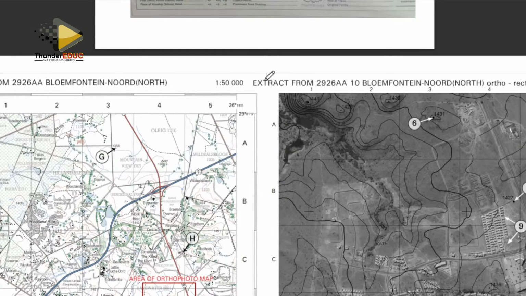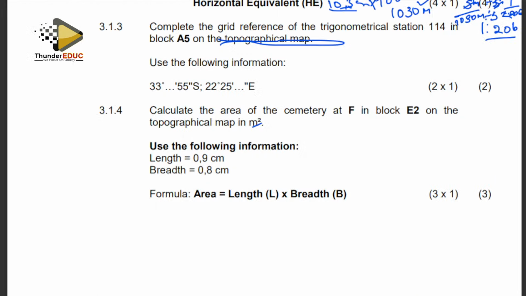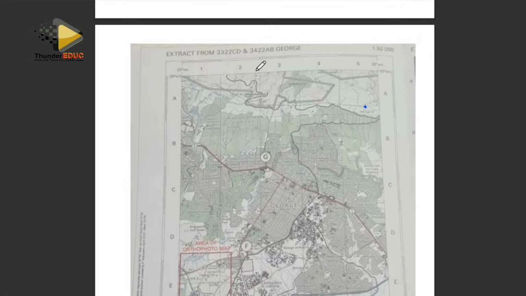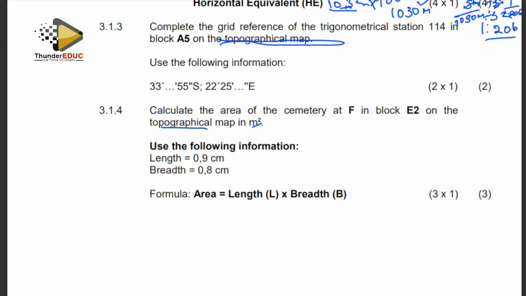Let me see if the cemetery is visible. On which map do they tell us? Topographic map, right? Topographic map E2. So the cemetery is here. That is good. The cemetery is this one, F. Okay. So they want us to calculate the area of this. So remember, I told you that when you're calculating area, actually they have given us the measurements, so we don't need to measure anything. They have given us the measurements.